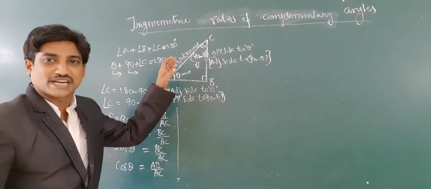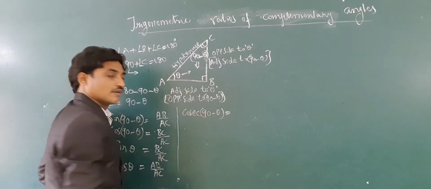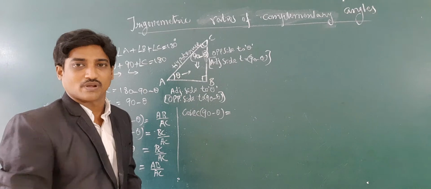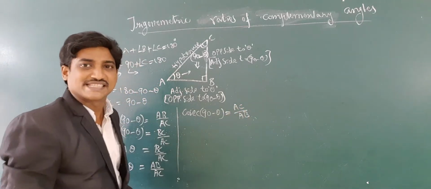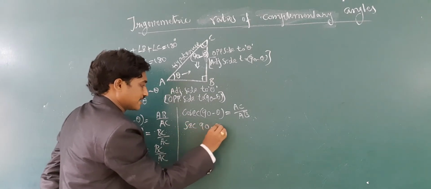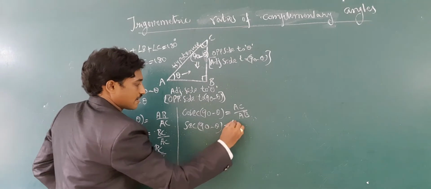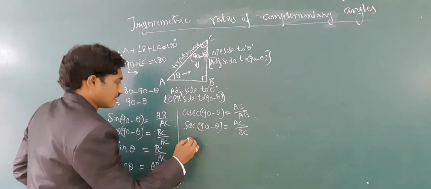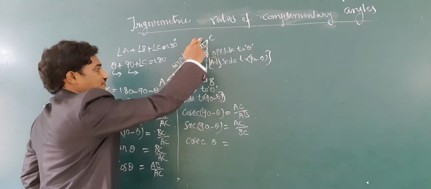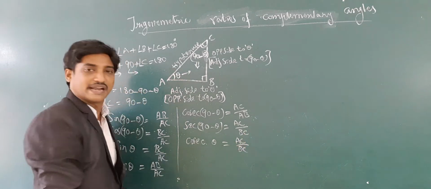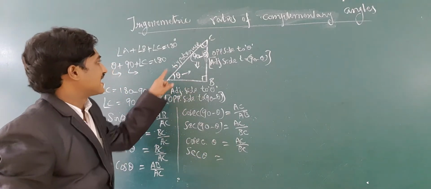Next, let us write cosecant theta and secant theta. Cosecant 90 minus theta is hypotenuse by the opposite side to 90 minus theta, that is AC by AB. Secant 90 minus theta is hypotenuse by the adjacent side to 90 minus theta, that is AC by BC. Cosecant theta is hypotenuse by the opposite side to theta, that is AC by BC. Secant theta is hypotenuse by the adjacent side to theta, that is AC by AB.